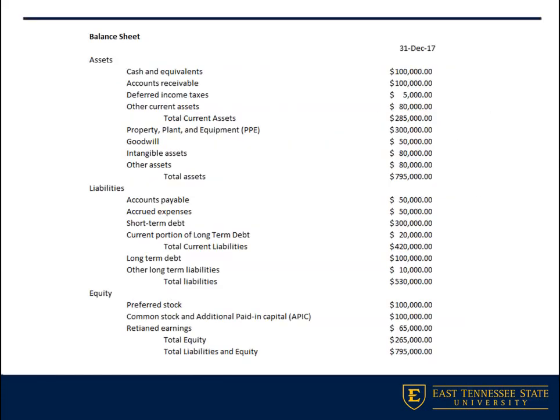Now, a balance sheet is really looking at what an organization owns and what it's worth at any given point in time, and what it owes, what its debts are. So here we have our assets, liabilities, and equity. We can see this is for the period ending December 31st.